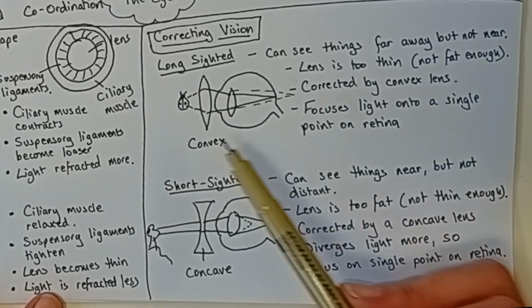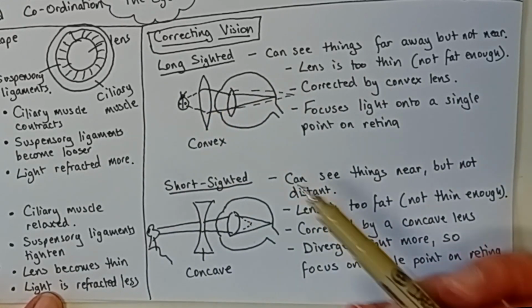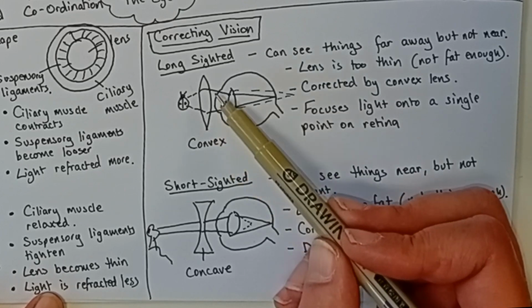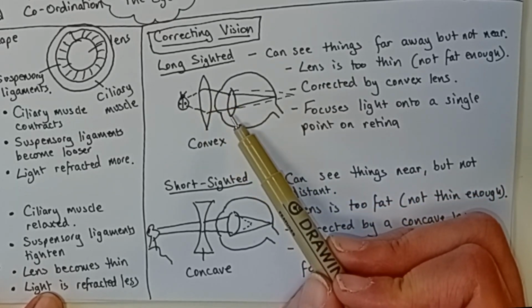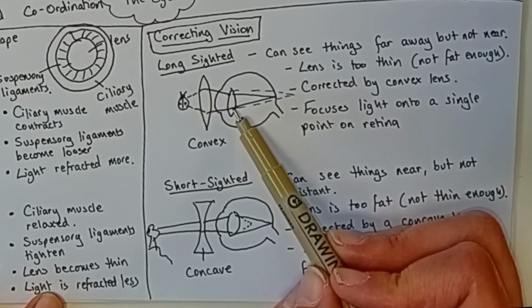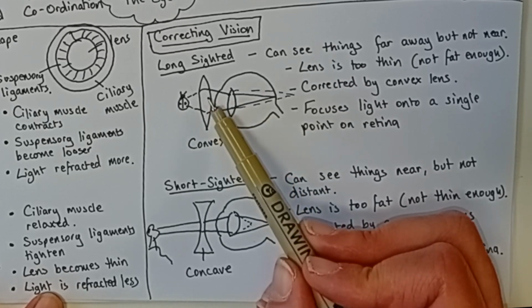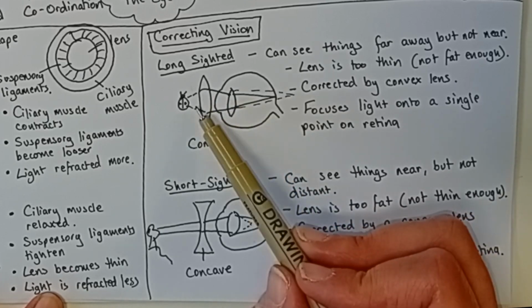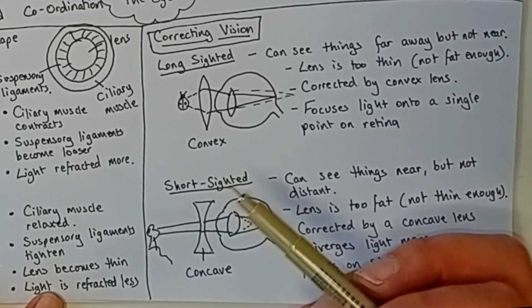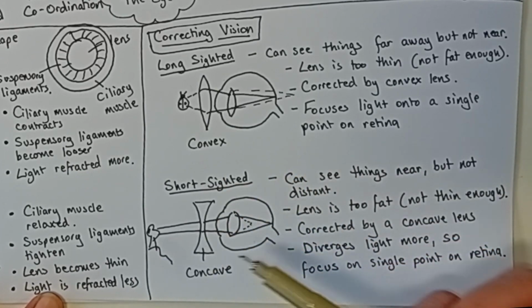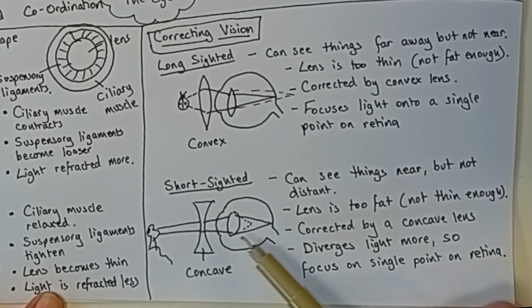So vision can be corrected by putting lenses in front. A convex lens means that if the lens in your eye is too thin, it refracts the light more so you can see things near to. And a concave lens is when your lens is too fat and it refracts the light more divergently, spreading it out so that you can focus. So this is using glasses.